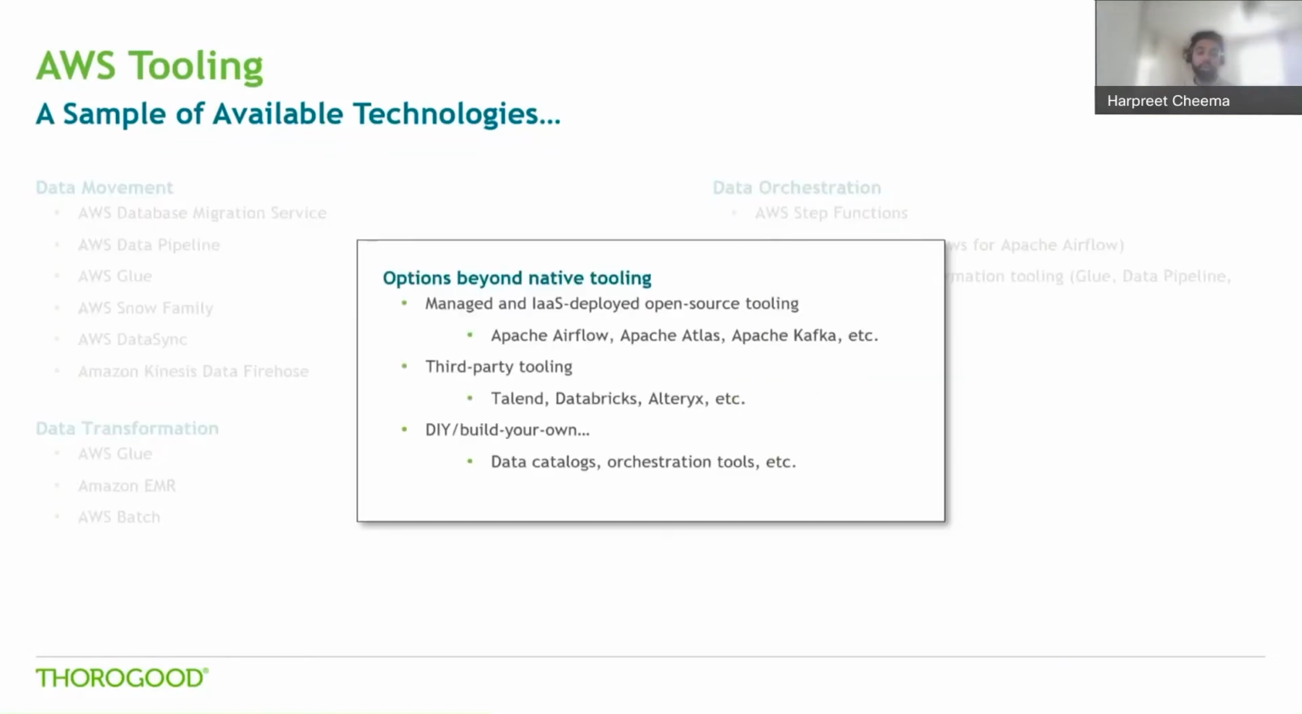There are more options beyond the native tooling, so going beyond the AWS services. For more open source tooling, we can use, again, Apache Airflow, Apache Atlas, and Apache Kafka. There's also third-party tooling like Databricks and Alteryx that we can integrate within AWS, like Databricks for data transformation, data engineering, and also if you want to run some machine learning models on top of the data that you have. And you can also build your own data catalogs and orchestration tools using other tools that can be connected.